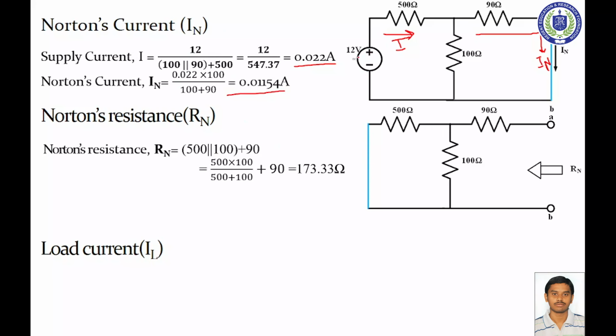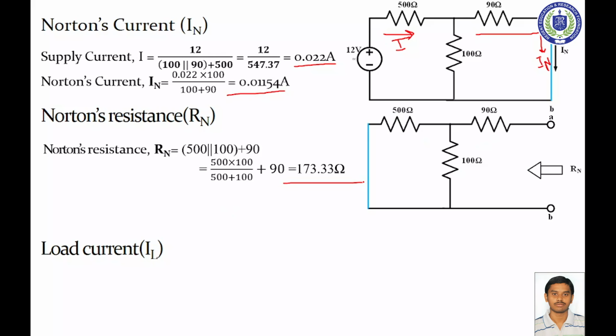Next, we calculate the Norton resistance. In this portion the voltage source is short circuited, and we look from the load terminal. So here 500 and 100 ohm are a parallel combination, and 90 is in series. Then the value is 173.33 ohm.